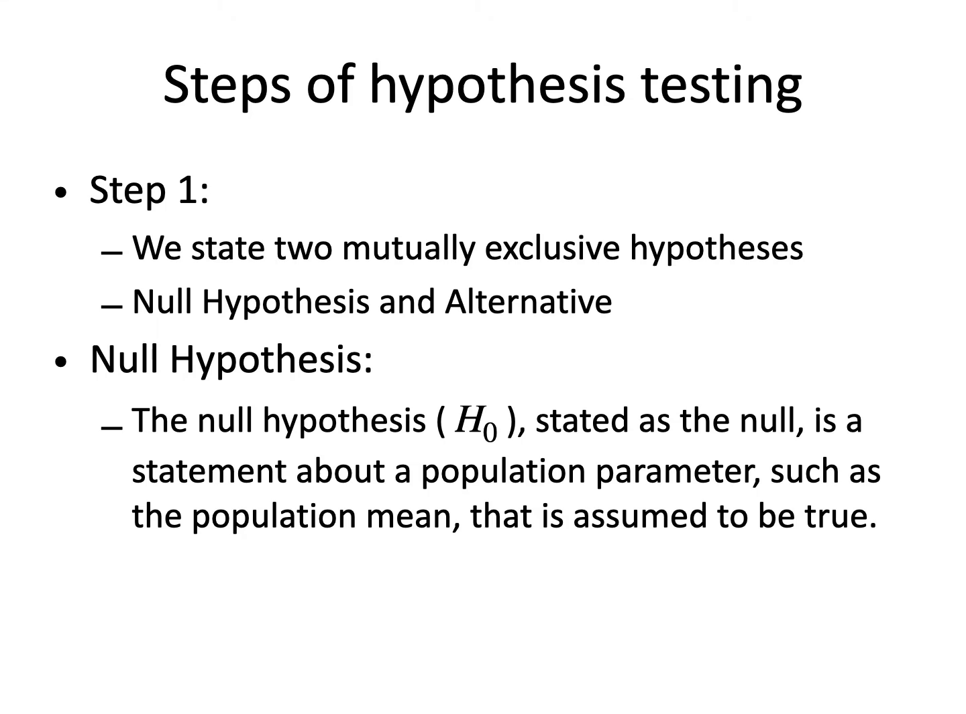And basically there are two mutually exclusive hypotheses. One is the null hypothesis and another one is the alternative. The null hypothesis is a statement about the parameter, such as the population mean, that is assumed to be true until it's declared to be false. And we test the null hypothesis for possible rejection under the assumption that it is initially true.